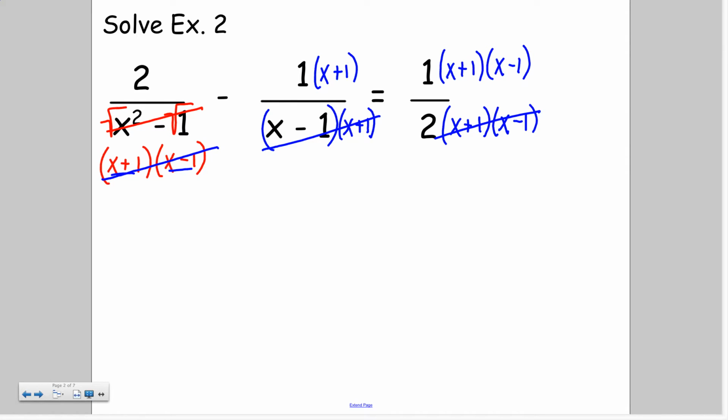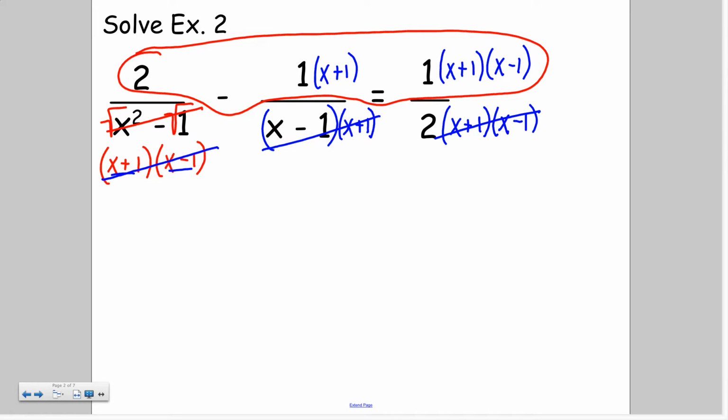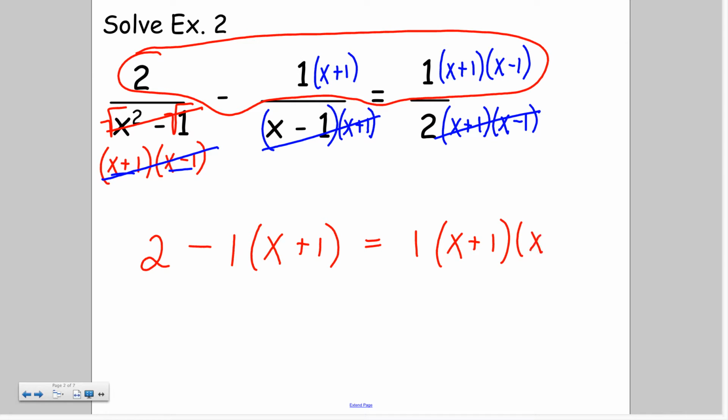I can mark them off. So all I'm focusing on is my numerator, and notice I'm putting that minus sign in there in that numerator. So I'm going to write down what I've got, 2 minus 1, and that minus is huge because it's going to change some signs.